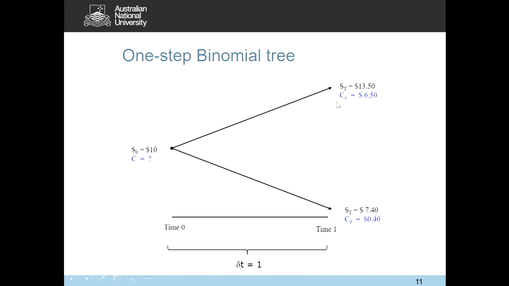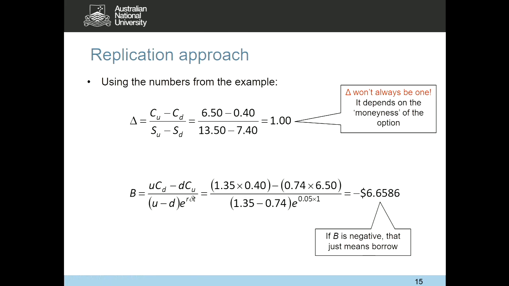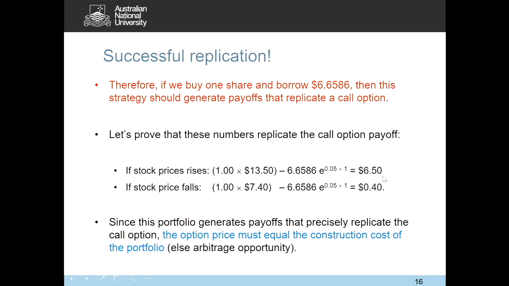Remember, when the share price increases, the call option pays us $6.50. When the share price decreases, this call option pays us 40 cents, right? And check our ending value for the portfolio. When the share price goes up, the portfolio ends up with $6.50. When the share price goes down, the portfolio value ends up with 40 cents. The payoff of the portfolio is identical to the payoff of the call option.